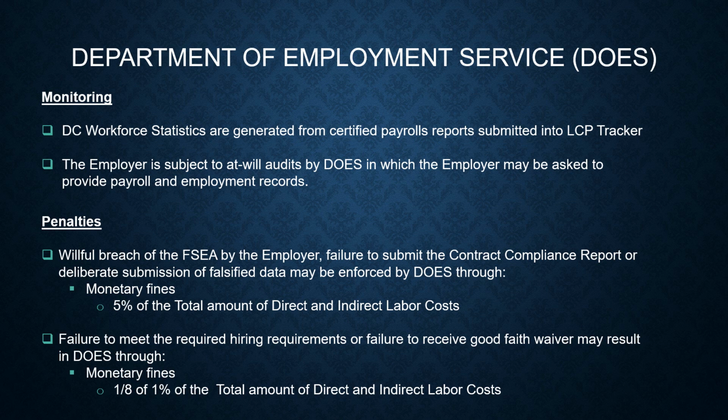There are some penalties: willful breach of the first source employment agreement, failure to submit your reporting, or deliberate submission of falsified information can result in a 5% of the total amount of direct and indirect labor cost monetary fine. Failure to meet the hiring requirements or failure to receive a good faith waiver may also result in a 1/8% of the total amount of direct and indirect labor cost monetary fine.